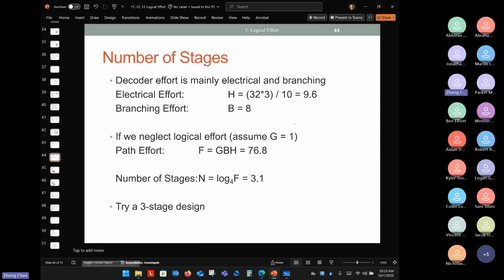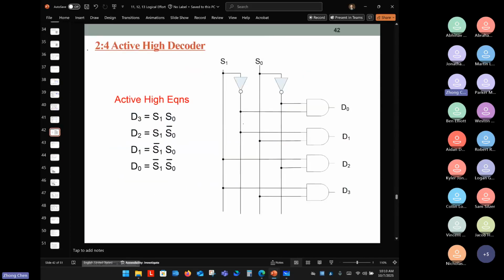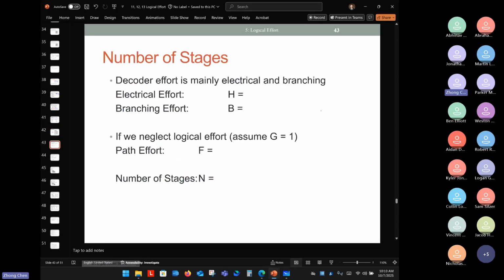But if we use a different topology, different gates, then the logical effort will be different. I can use a NAND gate, an AND gate, or a NOR gate; those gates can be changed as well. So in order to have a first order estimation, let's assume G equal to 1. So GBH can be estimated. The difficult part will be this B value.